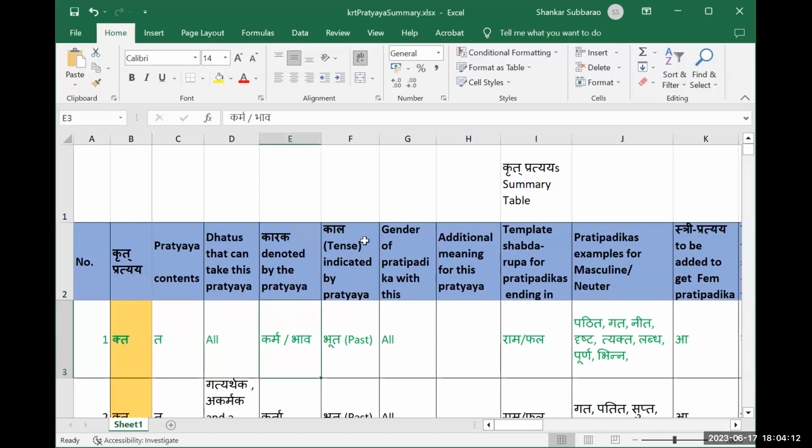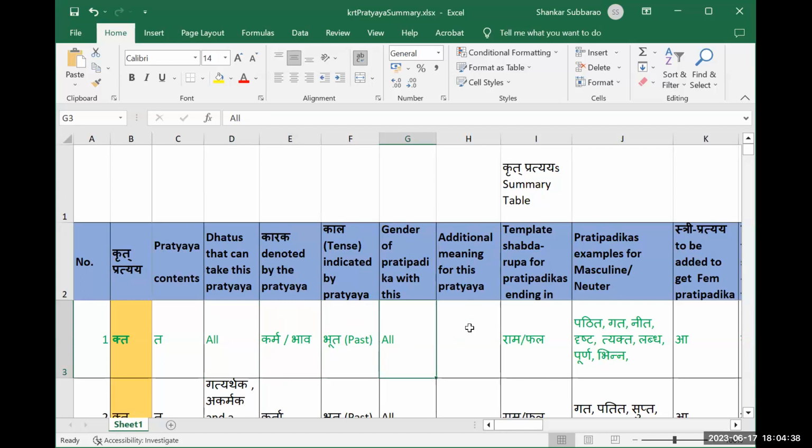Then we saw the kala. Is there a kala? Yes. This is only in bhuta kala, past tense. Which gender will the pratipadikam have? All genders. When I say all genders, understand that although the feminine gender form will change, we'll say this is all genders. That feminine pratyaya addition is not counted in the pratipadikam to start with.